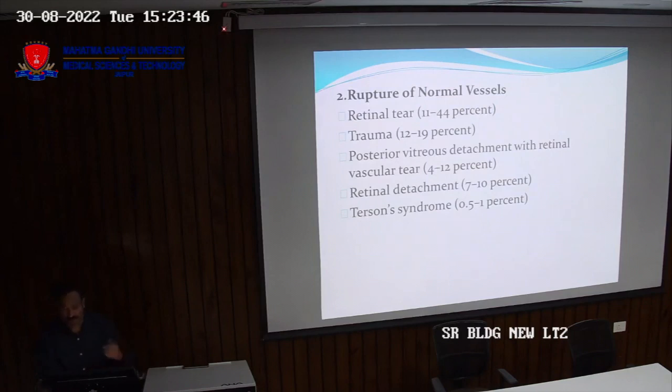Now, blood can also come from normal vessels, by rupture of the normal vessels. Most important is the retinal tear. When there is a break or tear of the retina, the vessels over it, which are normal vessels, can break.